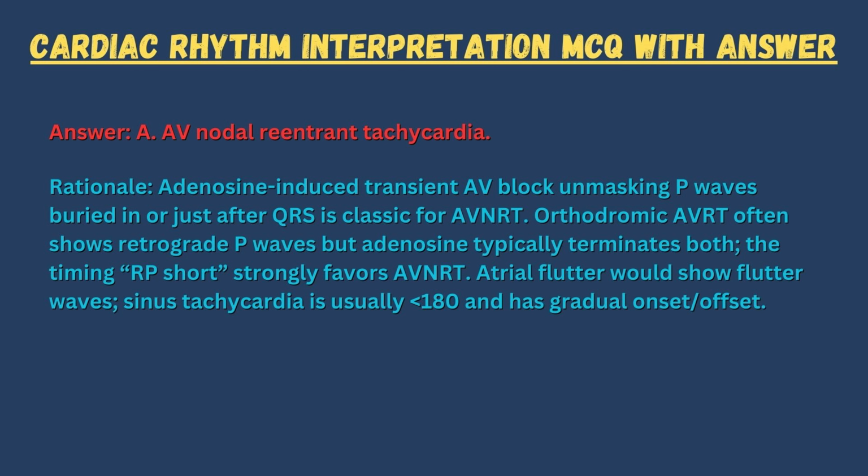Answer: A. AV nodal reentrant tachycardia. Rationale: Adenosine-induced transient AV block unmasking P waves buried in or just after QRS is classic for AVNRT. Orthodromic AVRT often shows retrograde P waves, but adenosine typically terminates both. The short RP timing strongly favors AVNRT. Atrial flutter would show flutter waves. Sinus tachycardia is usually less than 180 and has gradual onset/offset.